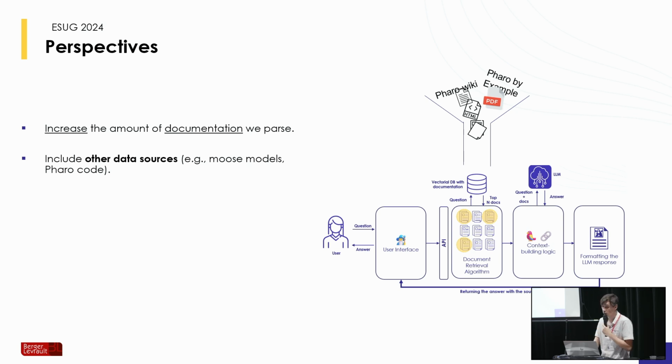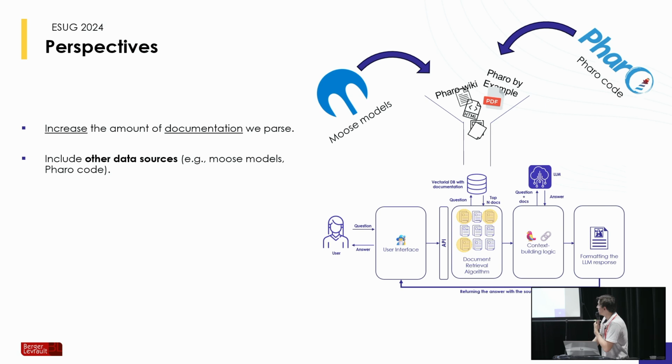We also want to include other data sources. I think this is the really interesting part: currently we're doing what I would consider a naive approach, which is just to stuff a database with lots of documents and hope for the best. I think including other data sources such as Moose models or directly the Pharo code, and slightly tweaking the way the retrieval process works, could give us better results for some of the questions we have.